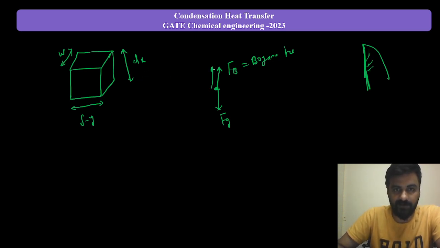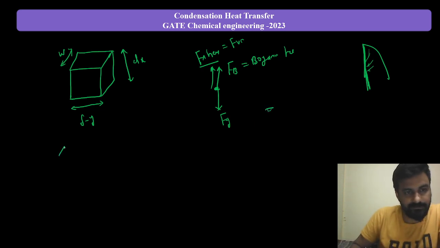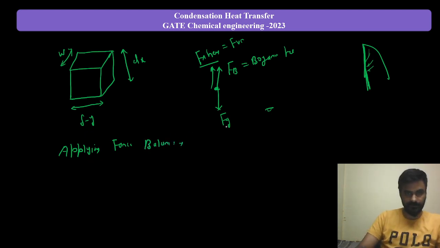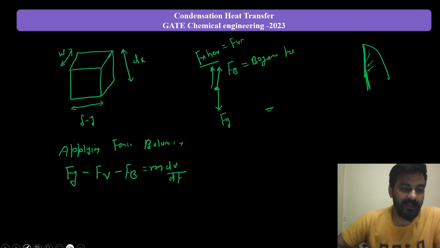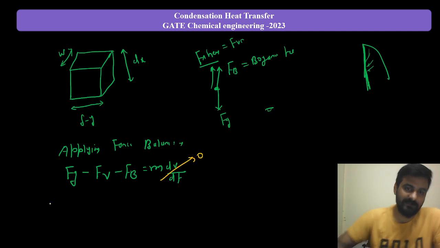So one force will be F shear force, that is equal to F viscous force. Can I write, my dear student, applying force balance: F gravity minus F viscous minus F buoyancy is equal to m dV by dt. Since I have already told you that the acceleration is assumed to be negligible, so that is equal to 0.